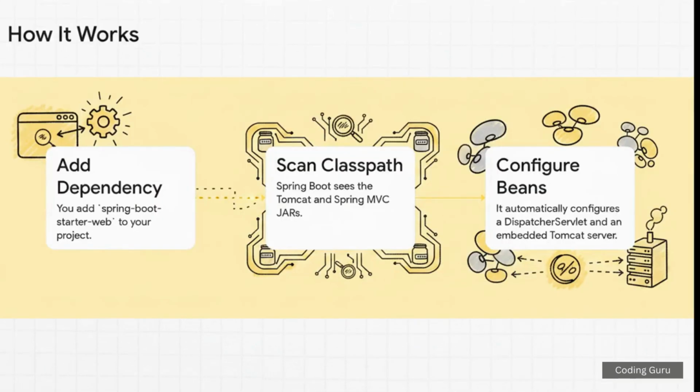So here's how it works, step by step. One, you add that Spring Boot Starter Web to your project. Two, when your app starts up, Spring Boot scans everything available, your class path, and it sees those Tomcat and Spring MVC libraries. And three, based on just seeing those files, it automatically sets up all the necessary pieces, or beans as they're called in Spring, like the main web controller, and it even fires up that embedded Tomcat server. And just like that, you have a running web server without writing a single line of config code.